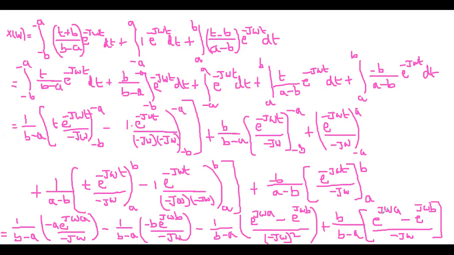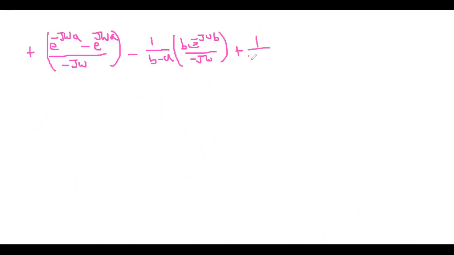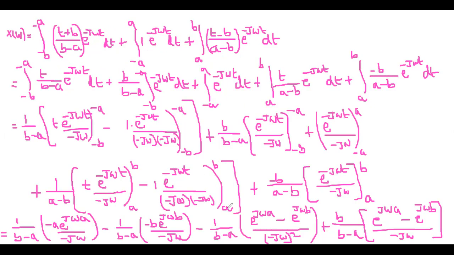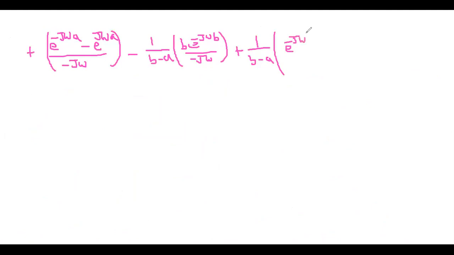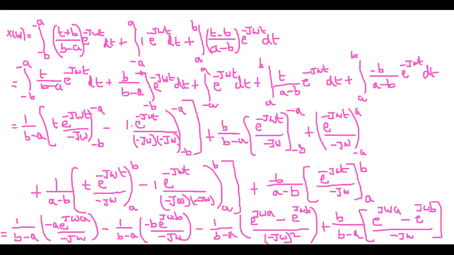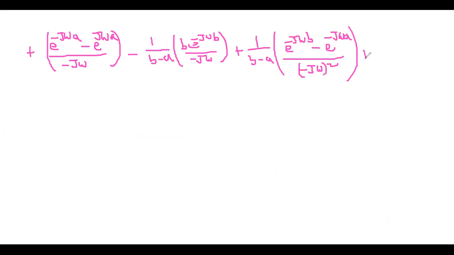The 1 by b minus a multiplying with, see, the upper limit is b and lower limit is a: e power minus j omega b minus e power minus j omega a, whole divided by minus j omega whole square, since in the denominator we have minus j omega whole square. And here, the last term also, change this as b minus a. Already we have the minus b is there, so the minus gets cancelled here: b by b minus a, plus b by b minus a.